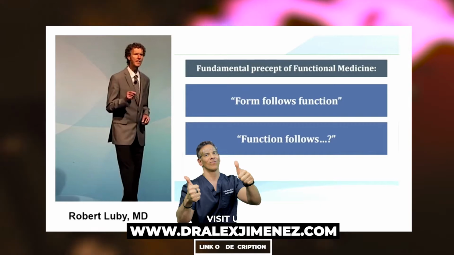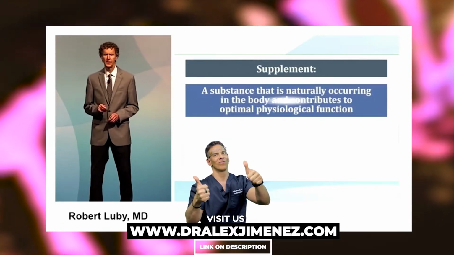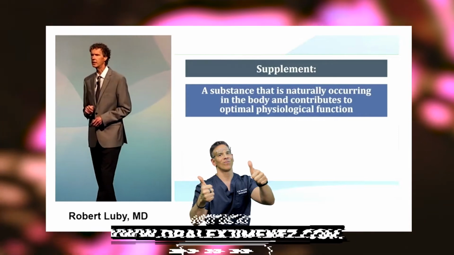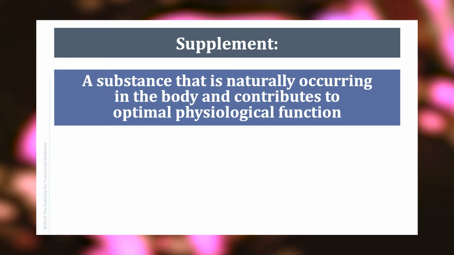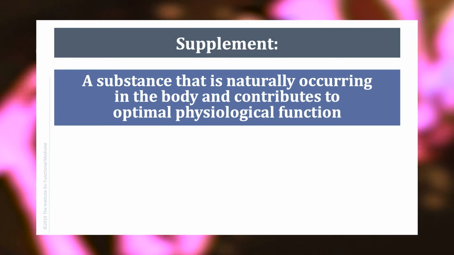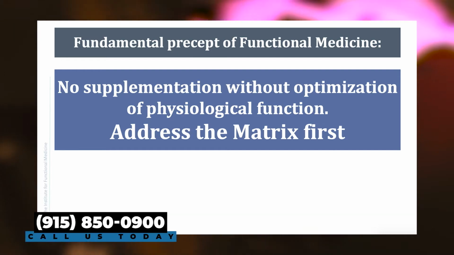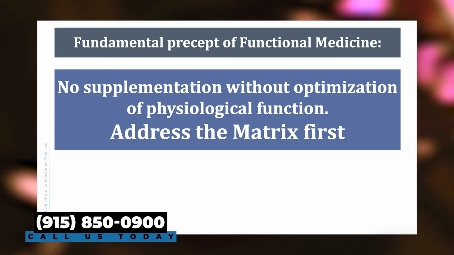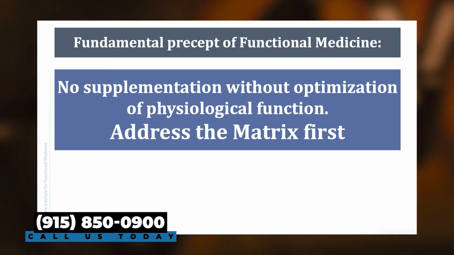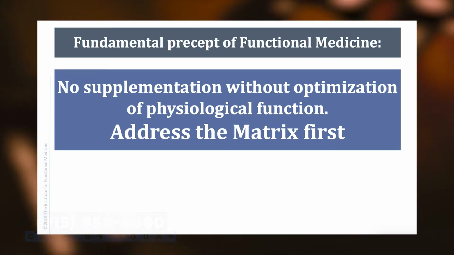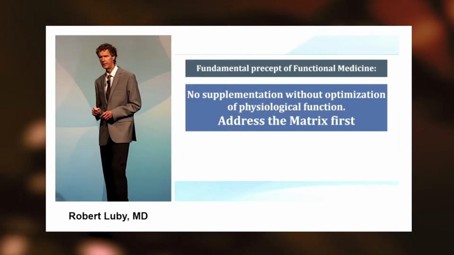So with that in mind, let's think about what is a supplement. A supplement is a substance that's naturally occurring in the body, contributes to optimal physiological function. And a principle of functional medicine would be this: no supplementation without optimization of physiological function. Address the matrix first. You know that the matrix informs us of function. There's something else that we'll get to in a moment.